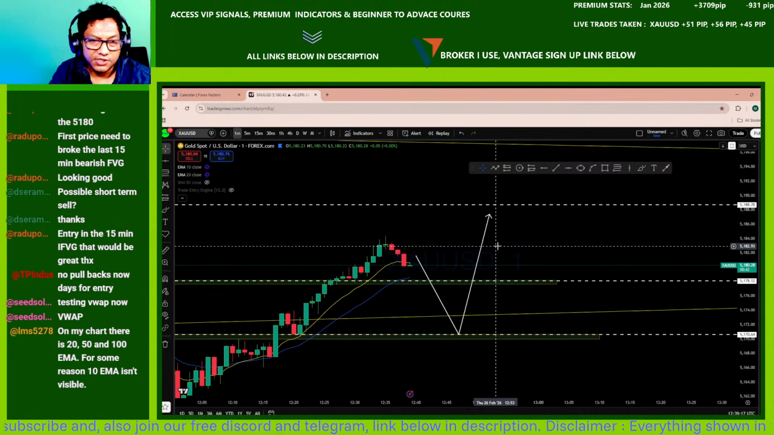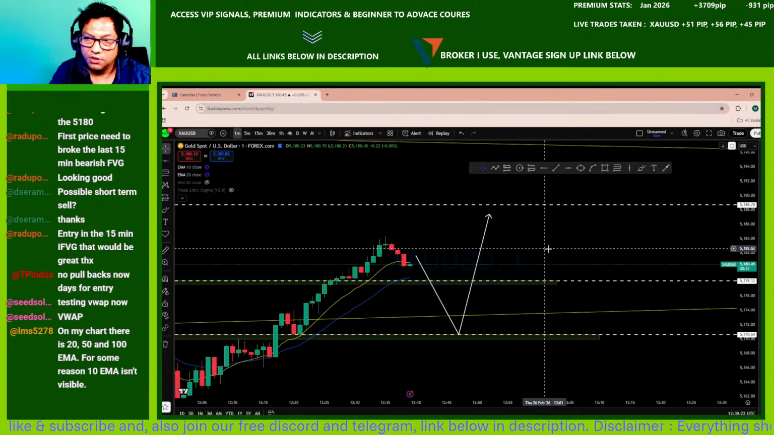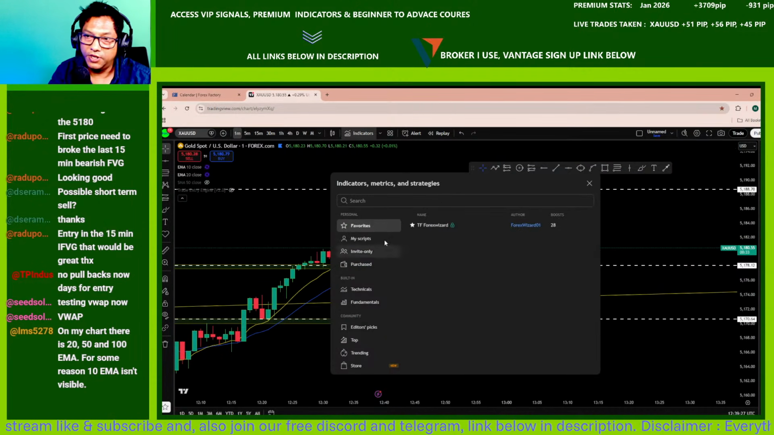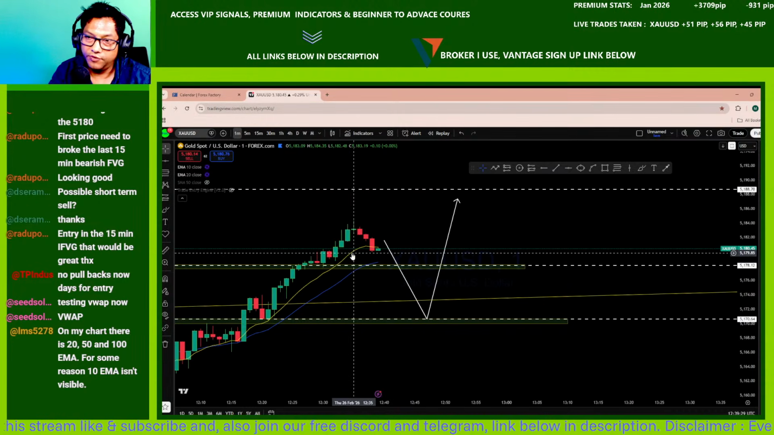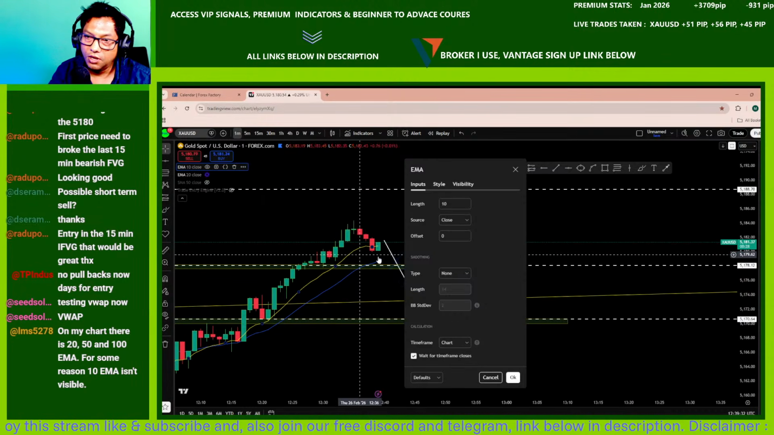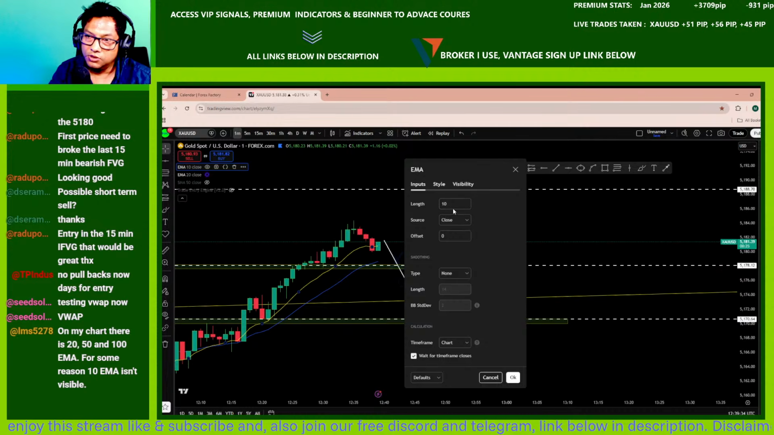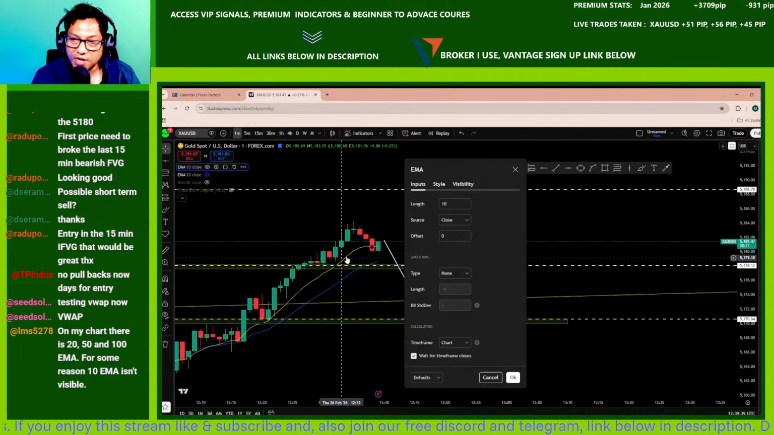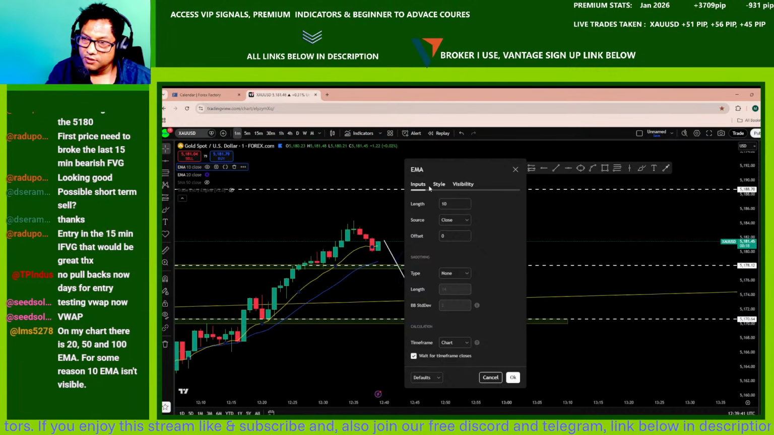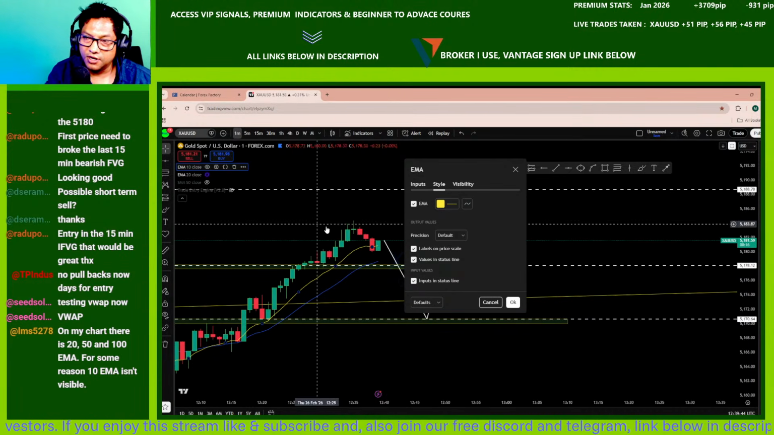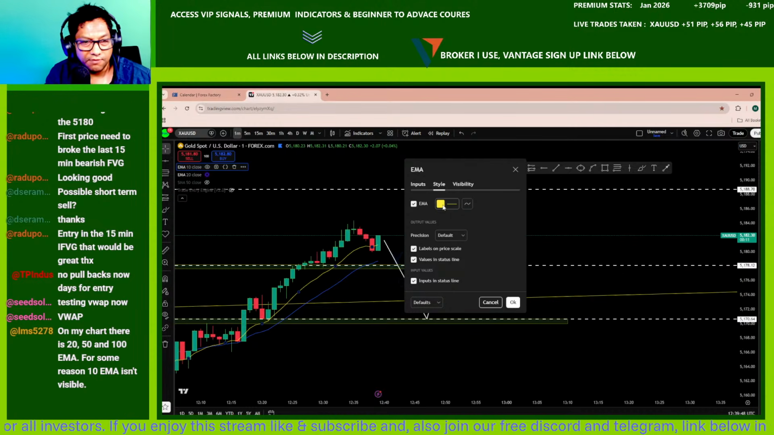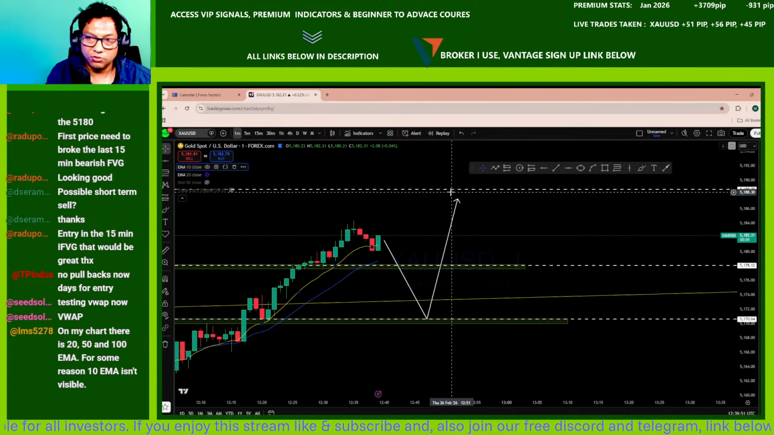On my chart, this is the 20, 50 and 100 EMA. For some reason the 10 EMA isn't visible. It should be visible probably. To make sure, if you double click here, look at the input areas, and make sure the length is 10, and sometimes the color. If your chart color and the EMA color are the same, you probably won't see it, otherwise it should be visible.